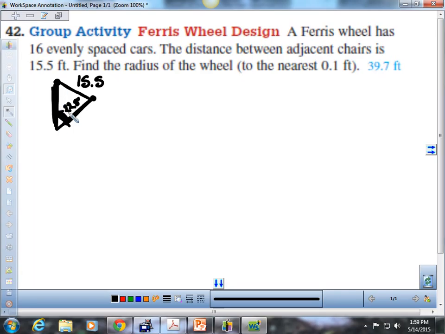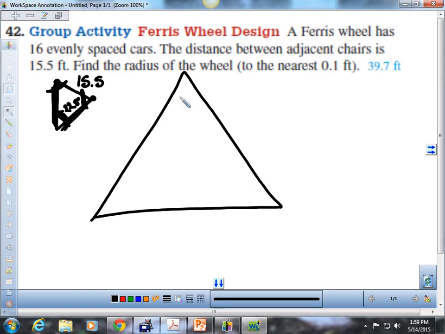Well, if these 2 sides are the same, then these 2 angles have got to be the same as well, right? They both have to be 180 minus 22.5 divided by 2. Tell me what they're both equal to. 78.75, 78.75. And 22.5. Opposite of that is 15.5.